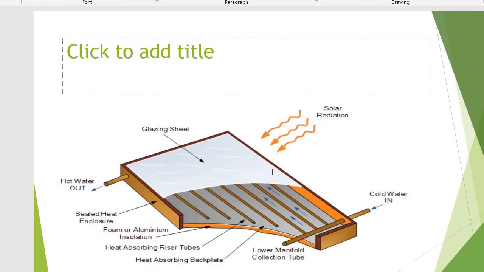So we can see from the figure we have a hot water outlet, a cold water inlet, a sealed heat enclosure, foam or aluminum insulation, and heat absorbing tubes which absorb the heat. Then when these tubes heat up, they help the liquid to heat up, right. Heat absorbing back plate, lower manifold collection tube.